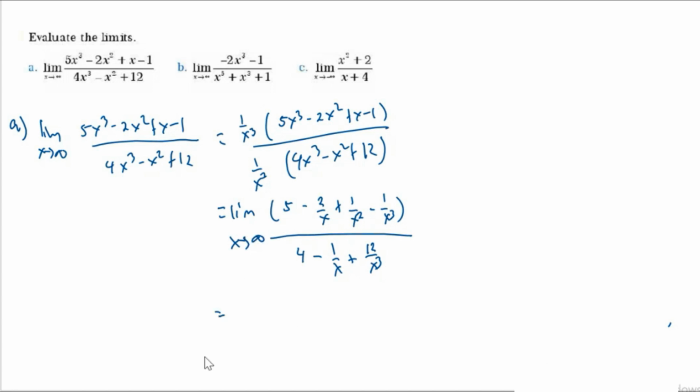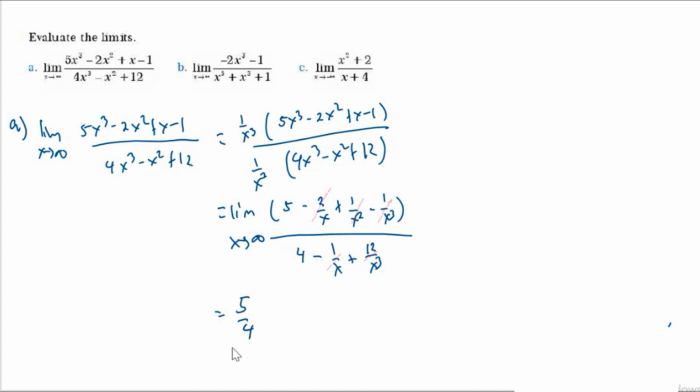Now, apply the properties of the limits. We have negative 2 over x. If x is infinity, then 2 over infinity is equal to 0, so this will become 0. 1 over infinity is also 0, as well as this. And the other terms in the denominator, with infinity in the denominator, will also give us 0. So as you can see, the remaining terms now are only 5 over 4. So we can write now the answer: 5 over 4.